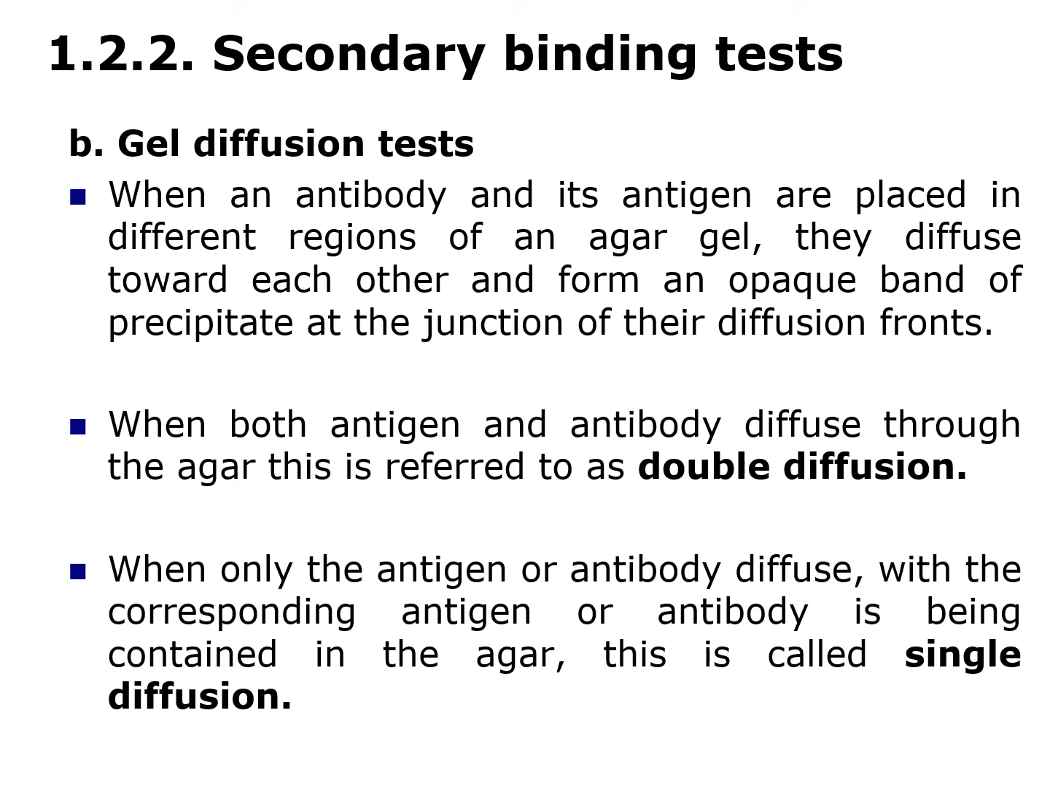So for single diffusion, this is when we add the antibody or the antigen directly onto the gel. And then we puncture a hole in the center, and then we add maybe the specimen, and we expect there will be precipitation. So that means that the antibody corresponds to the antigen that is present in the agar.